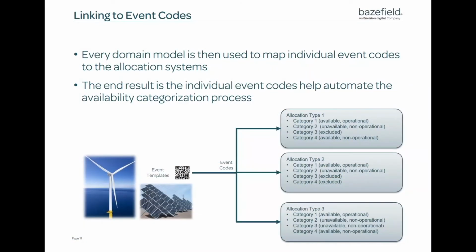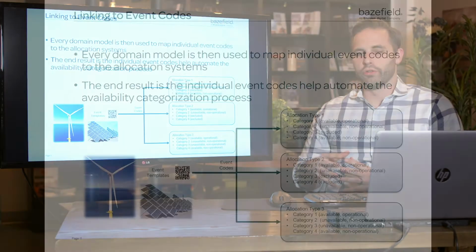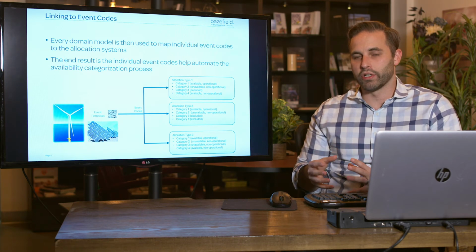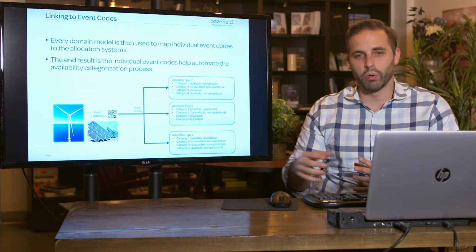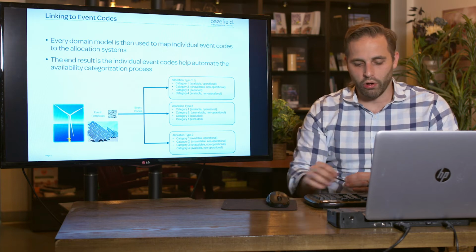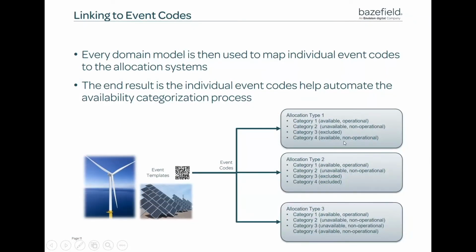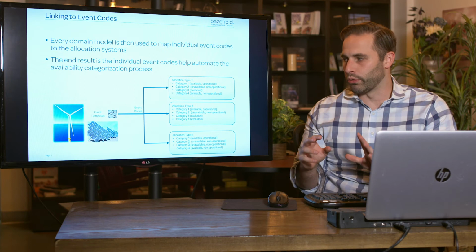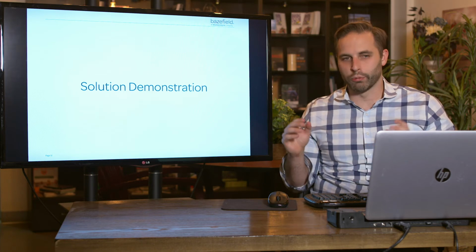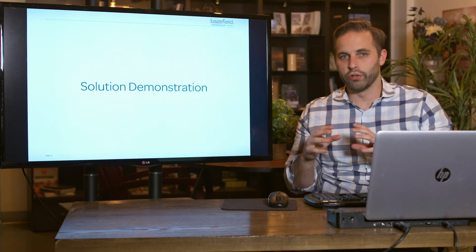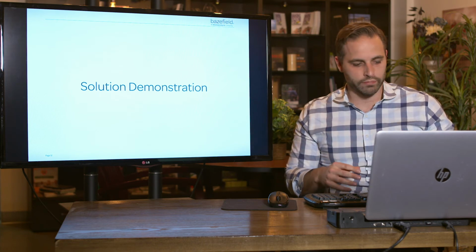The next step, once you have these allocation systems created, is to map the event codes to these categories. We showed you this a little in series one, video four. Usually OEMs and contracts are made such that they tell you when event code 20 is active, it counts against your availability, or when event code 22 is active, it doesn't count against your availability. All these allocation categories are linked back to the domain models and the event templates through just an Excel template you can create. Again, we'll refresh you on that concept today. With that being said, let's get into the solution demonstration, where we go over all this configuration and show you how to set up your own availability system in Bazefield.